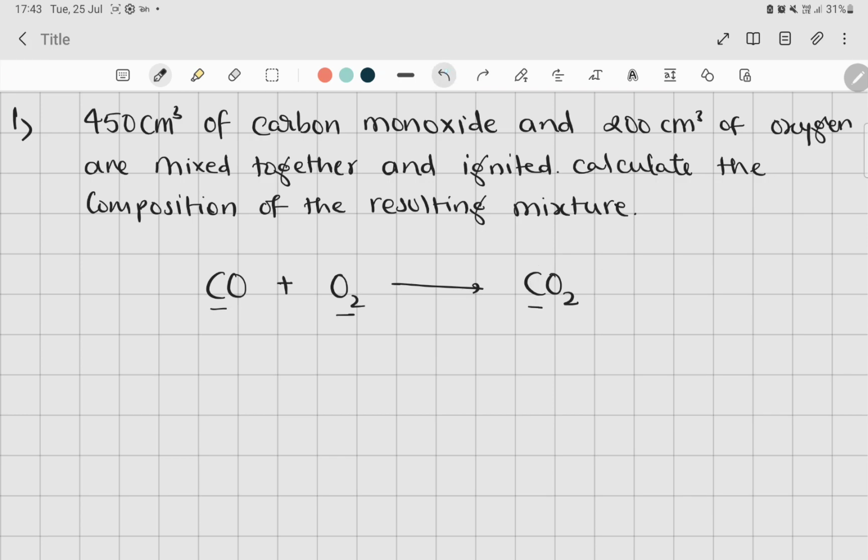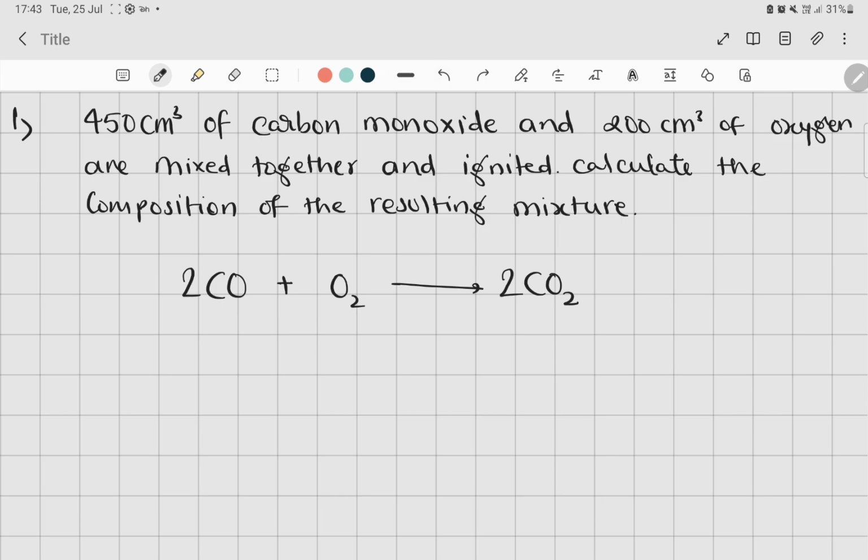So we have to balance oxygen by multiplying carbon monoxide by 2. From the right hand side we also multiply the carbon dioxide by 2. So now the reaction is balanced: 2 carbon and 2 carbon, 4 oxygen and 4 oxygen. So all the reactants and products elements are balanced.